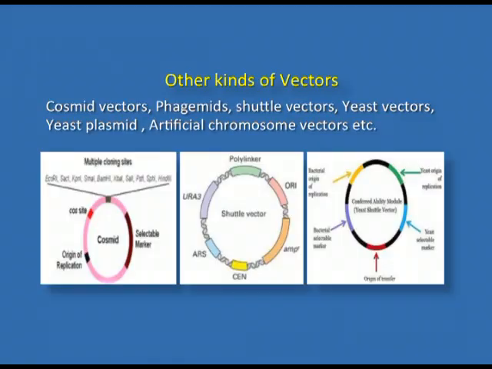Besides the plasmids and the phages, the other kinds of vectors which are usually used in genetic engineering include cosmid vectors. A cosmid vector is a hybrid between a plasmid and a phage virus, whereas phagemids are once again hybrid vectors which contain a part of the M13 phage in them. Besides that, we also come across eukaryotic vectors like shuttle vectors, yeast plasmids, bacterial artificial chromosome, yeast artificial chromosome vectors, etc. Now, how does the mechanism of genetic engineering occur?